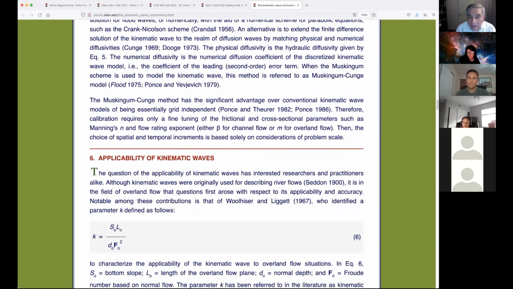The Muskingum-Kunch has a significant advantage over kinematic waves of being essentially grid independent. The question of grid independence has not been mentioned a lot in the literature. People just do the models and they don't test grid independence. In my mind, the first thing you need to do is to test grid independence. Once you test grid independence, first stability, then grid independence, which guarantees convergence. So therefore, then the method is good.